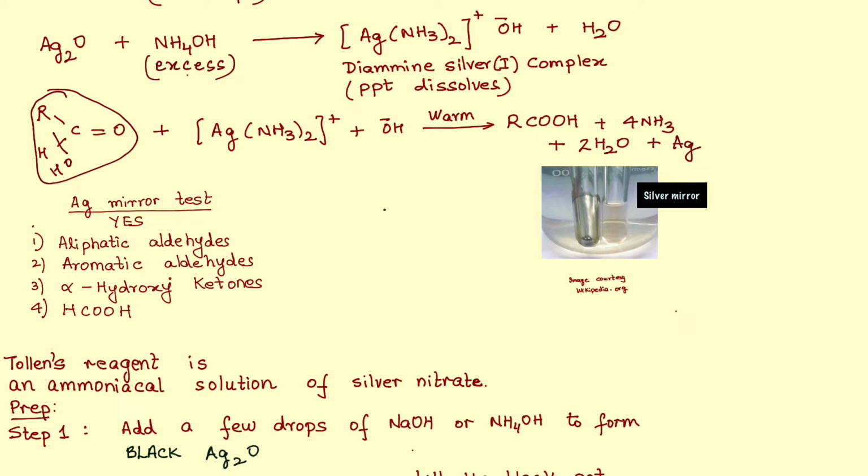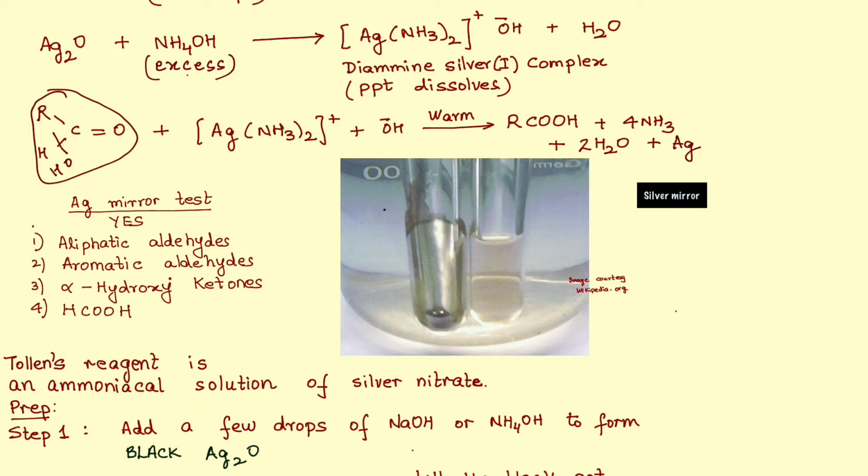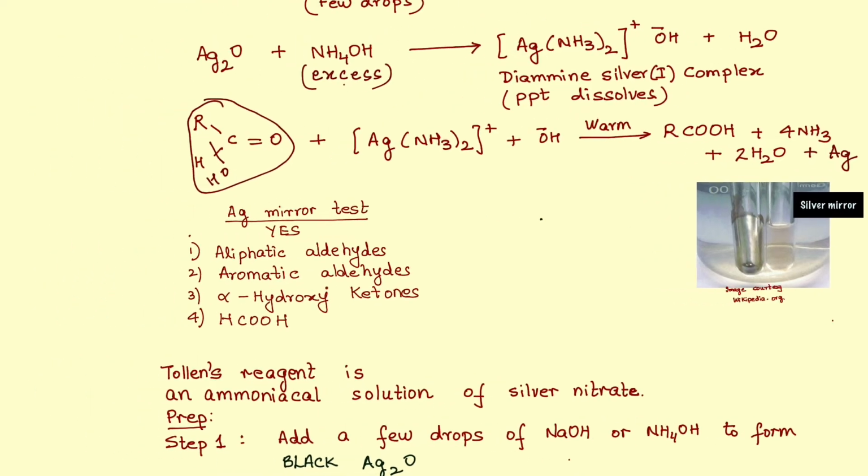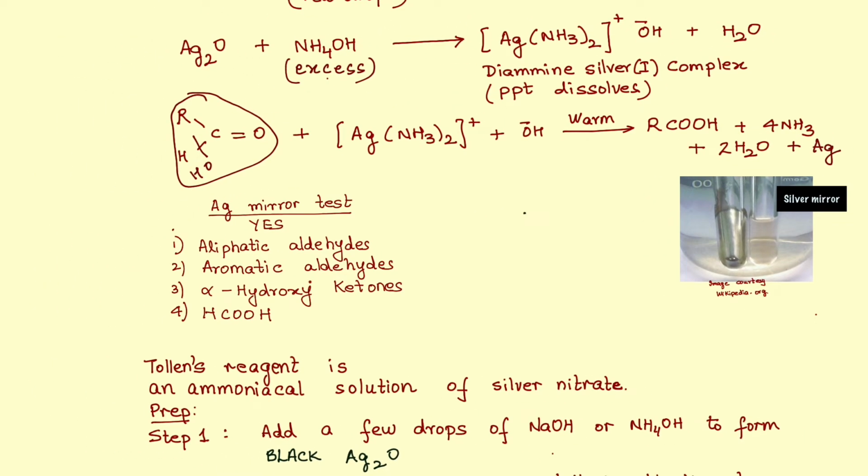Now this silver mirror is what helps us to identify aldehydes. Why aldehydes? Because ketones do not give this test. There are exceptions to this because we find that there is a set of ketones what we call as the alpha hydroxy ketones, which yes do undergo the silver mirror test. Aromatic aldehydes, yes. So aliphatic aldehydes, aromatic aldehydes, alpha hydroxy ketones and formic acid as well.